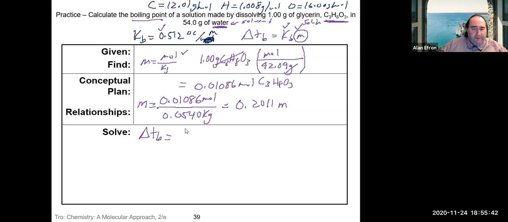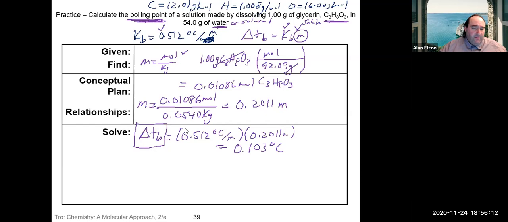Now that we have this and we have our KB, we could calculate the change in boiling point temperature, which would be 0.512 degrees Celsius per molality, which is our KB from the table, times 0.2011 for our molality. Gets us something like 0.103 degrees Celsius. Again, important here that this answer is not where this solution will actually boil. This is the actual change in boiling point temperature.